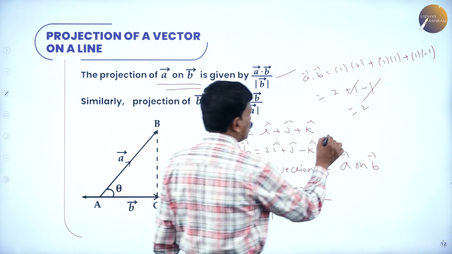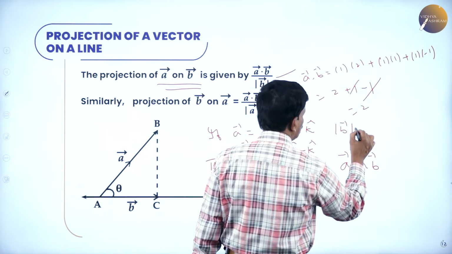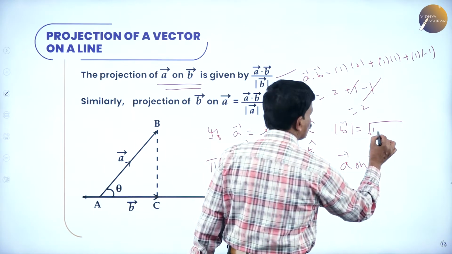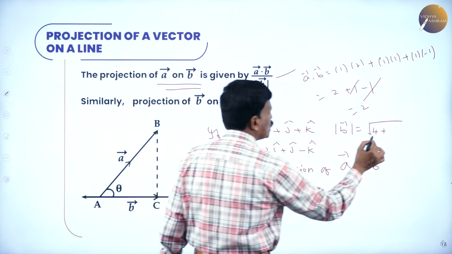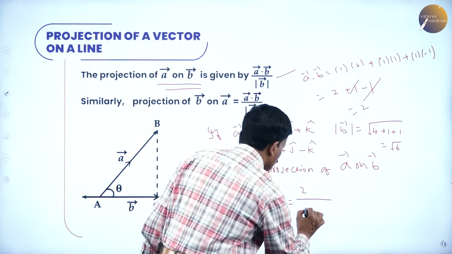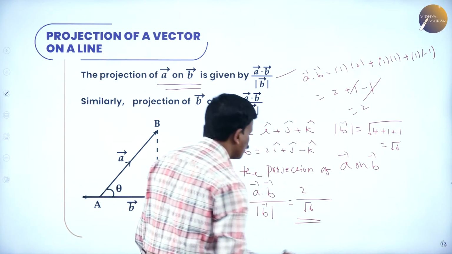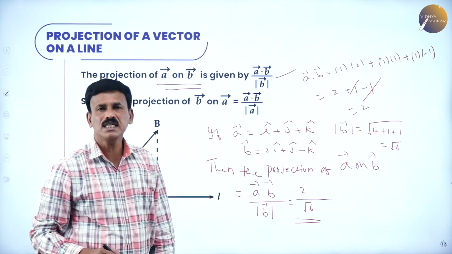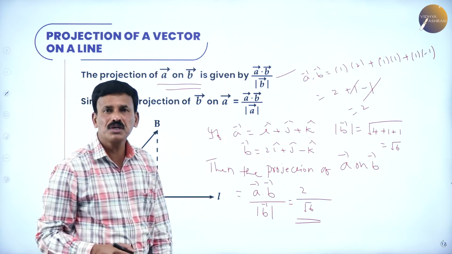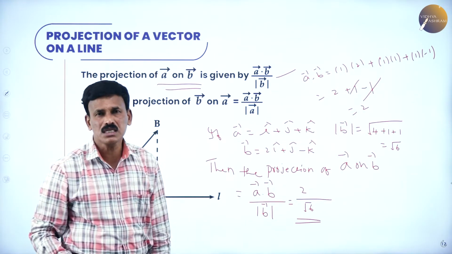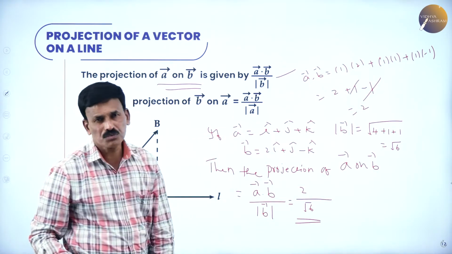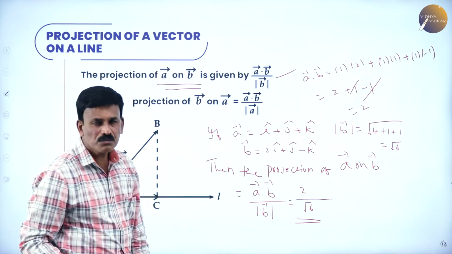How to find the length of B? The magnitude of vector B is equal to square root of 2 square is 4, plus 1 square is 1, plus minus 1 square is also 1, that is equal to root 6. So therefore the projection of vector A on B is A dot B by length of B, which is 2 divided by root 6. That's it. This is how we are going to find the projection as well as the dot product or the scalar product.